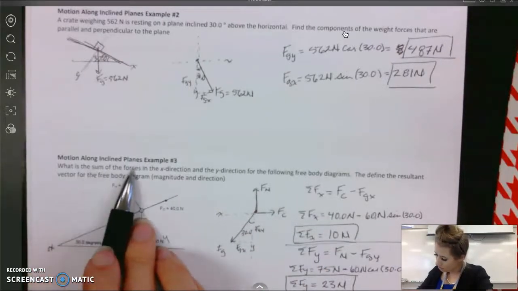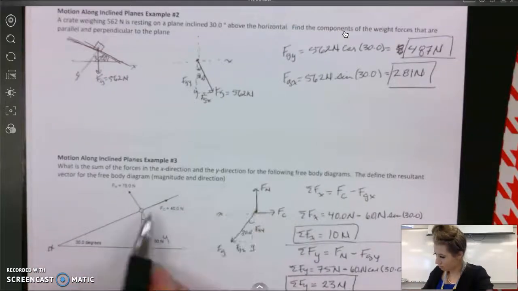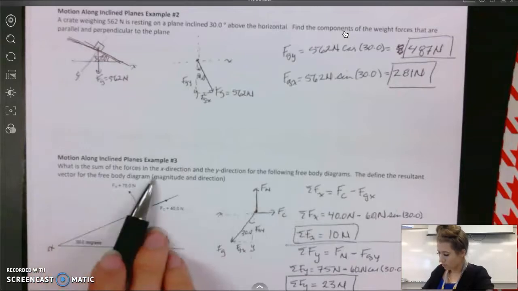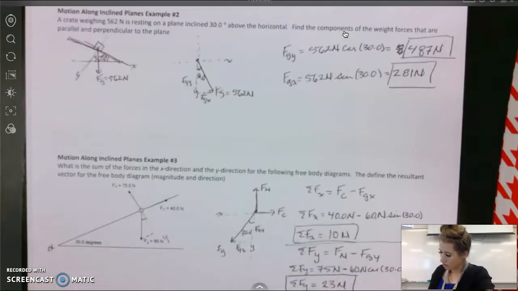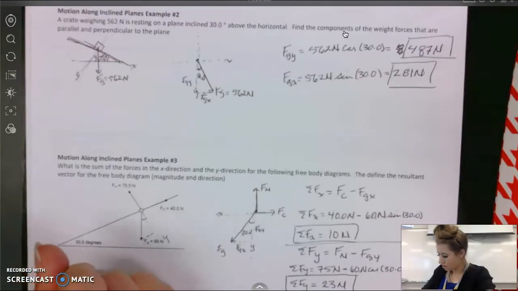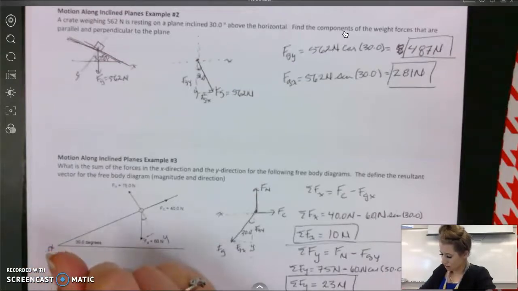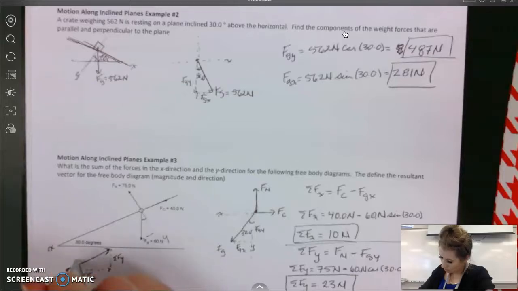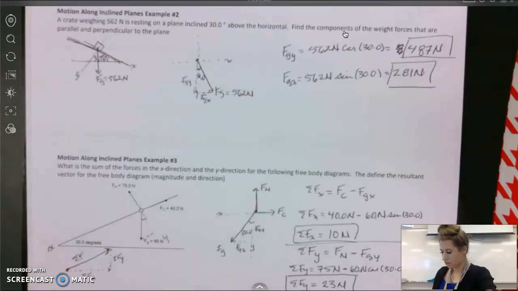Okay, let's see if that was everything. What is the sum of the forces in the x direction and the y direction for the following free body diagram? Now we need to define the resultant vector for the free body diagram. We have a positive x and a positive y. So if I want to draw another free body diagram, here's the sum of the forces in the x direction. I'm going to add that to the sum of the forces in the y direction. And then we get a resultant between them, which is just the sum of the forces in general.